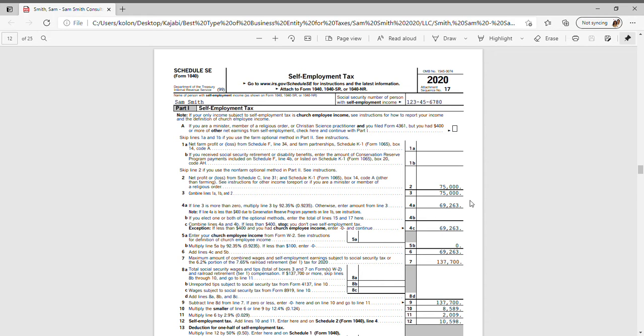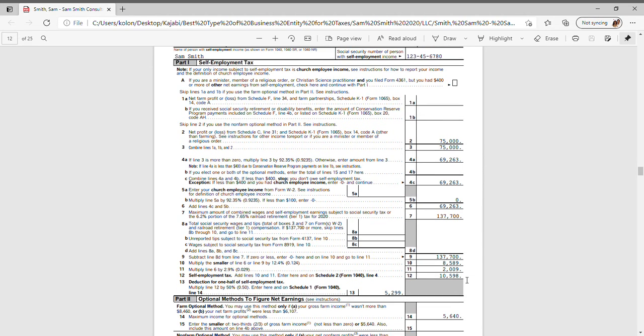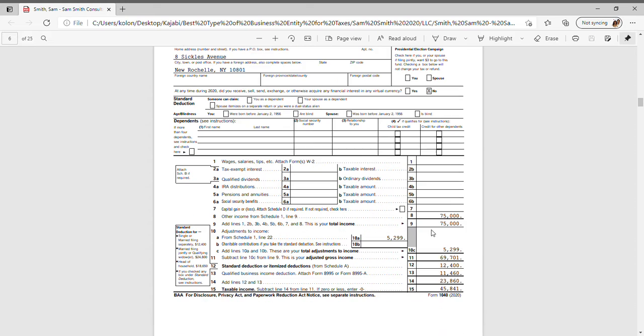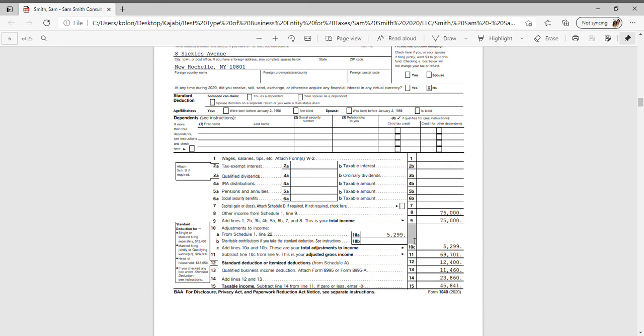And when we run it through the formula, that's how we're going to eventually get to this $10,598. And we'll discuss this a little bit, how we got to that. But again, half of that is this $5,299, which again goes back to the part that is deductible when it comes to the tax return, and that's right here.